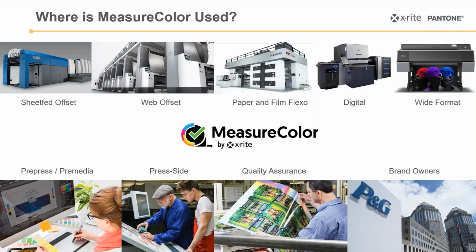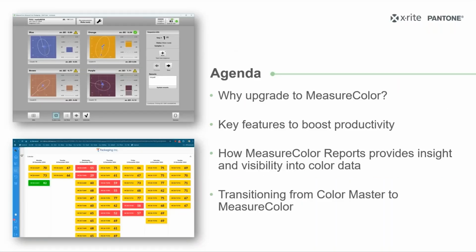So maybe you're wondering, well, where is MeasureColor used? MeasureColor can be used in multiple segments by multiple audiences. You can use MeasureColor to measure sheet-fed offset, web offset, paper and film flexo, digital, wide format, and more. And it's used by people in departments like pre-press or pre-media. It can be used press side, in the quality assurance process, even by brand owners.